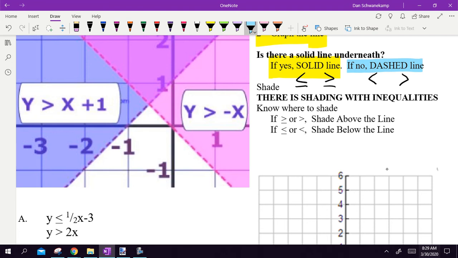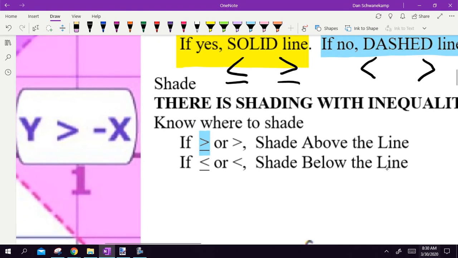Here's what I always think about. This is a greater than sign. Okay, if you struggle with is it a greater than sign or a less than sign, we read it from this side to this side, and I always like to think of dots. On this side, there are 2 dots. On this side, there is 1, and so this side right here is greater than that side. Kind of silly, but that helps me out. So this is a greater than sign. Since it is greater, when I think great, I think above. So we're going to shade above the line.